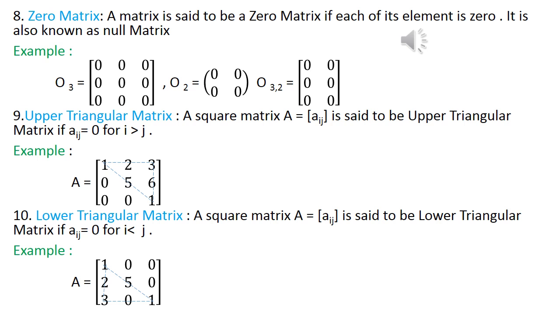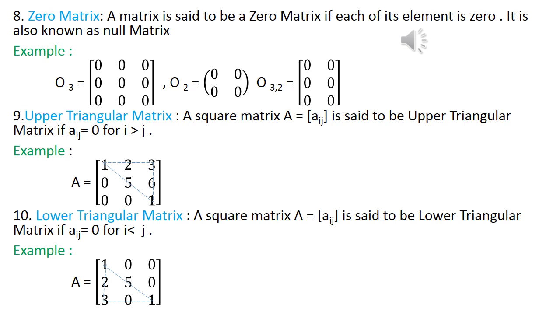Or indirectly we can say that if a square matrix has values in the diagonal and upper part and 0 in the lower part, then we call it an upper triangular matrix. For example, here A is a matrix whose diagonal elements are 1, 5, 1 and the lower part of 1, 5, 1 is 0 and in the upper part of the diagonal elements there is some value, then this is called an upper triangular matrix.